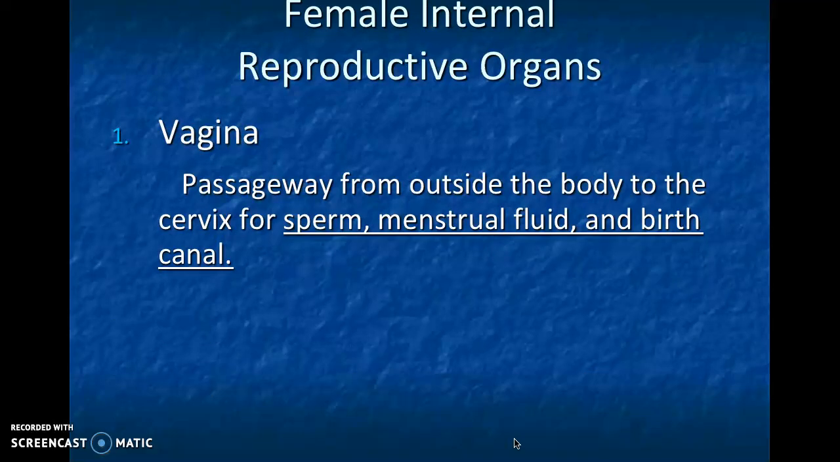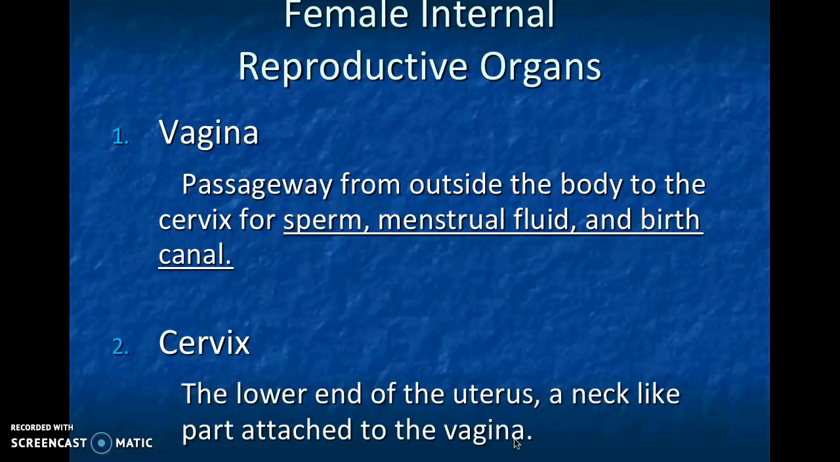And then the vagina is the passageway from outside the body to the cervix for sperm, menstrual fluid, and then hopefully you know by now that it is the birth canal. It's where babies are born or delivered, unless the mom has a C-section, cesarean section, but most of the time it is a vaginal birth.